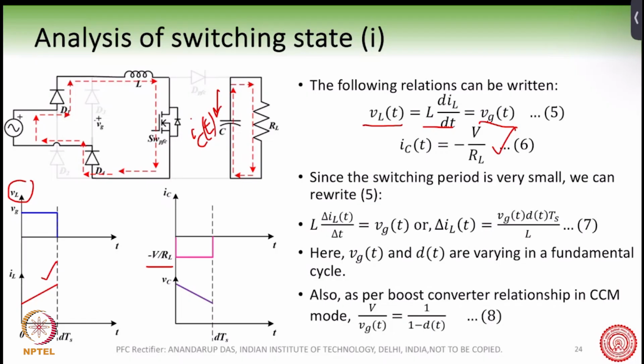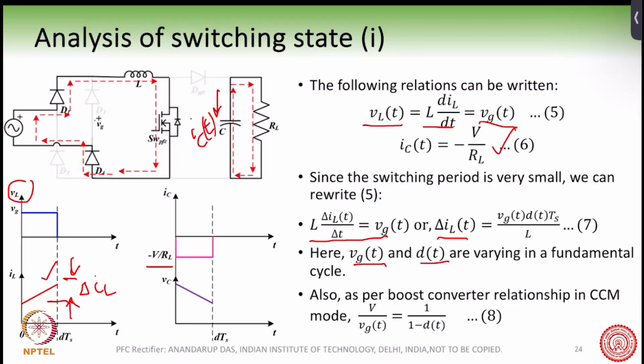Some mathematical manipulation so as to get delta IL, the change in the current. So what is delta IL? Delta IL is this change in the current. We can rewrite equation 5 as something like this, and therefore delta IL can be Vg(t) into d(t) into Ts divided by L. As I have repeatedly been pointing out, Vg(t) and d(t) are varying.